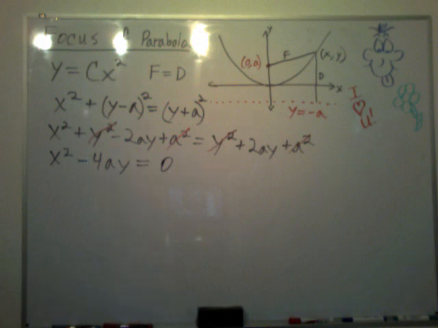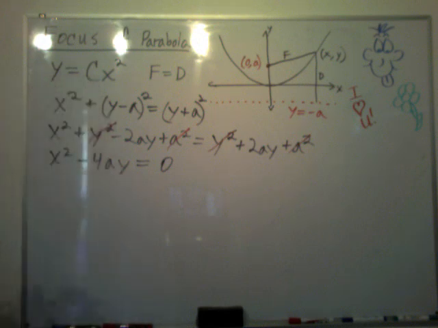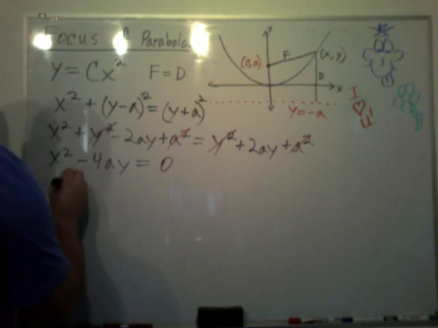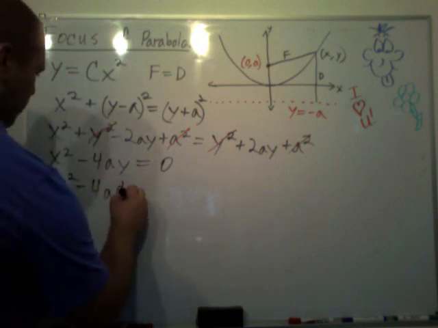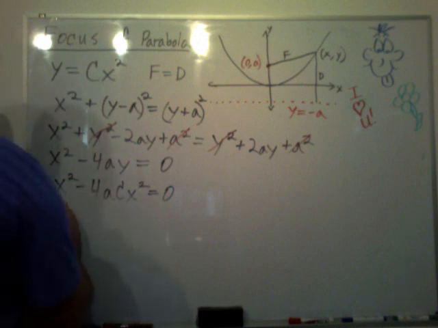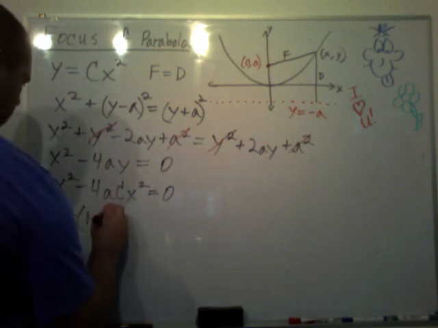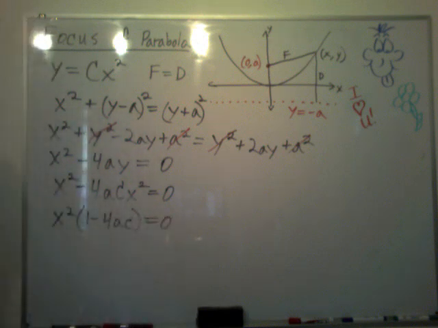Right. That's a good start, except we've got too many variables for it. But we happen to know that y is equal to cx squared, so I'm going to rewrite this as x squared minus 4ac x squared equals 0. And we can factor out x squared. So I have that x squared times the quantity 1 minus 4ac is equal to 0.